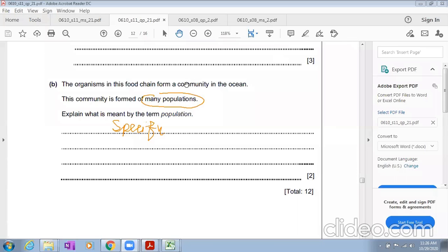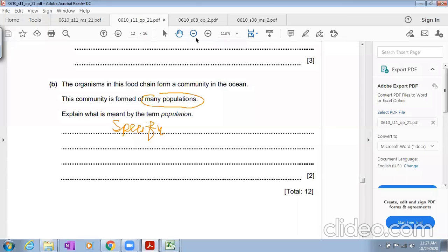A specific species is one type of species. As I told you before, for example, humans living in one place with no other organisms, only one kind of species, that is a population. If it is one type of plant, for example Rosa indica, living at a specific place with no other kinds of plants, that is a population.